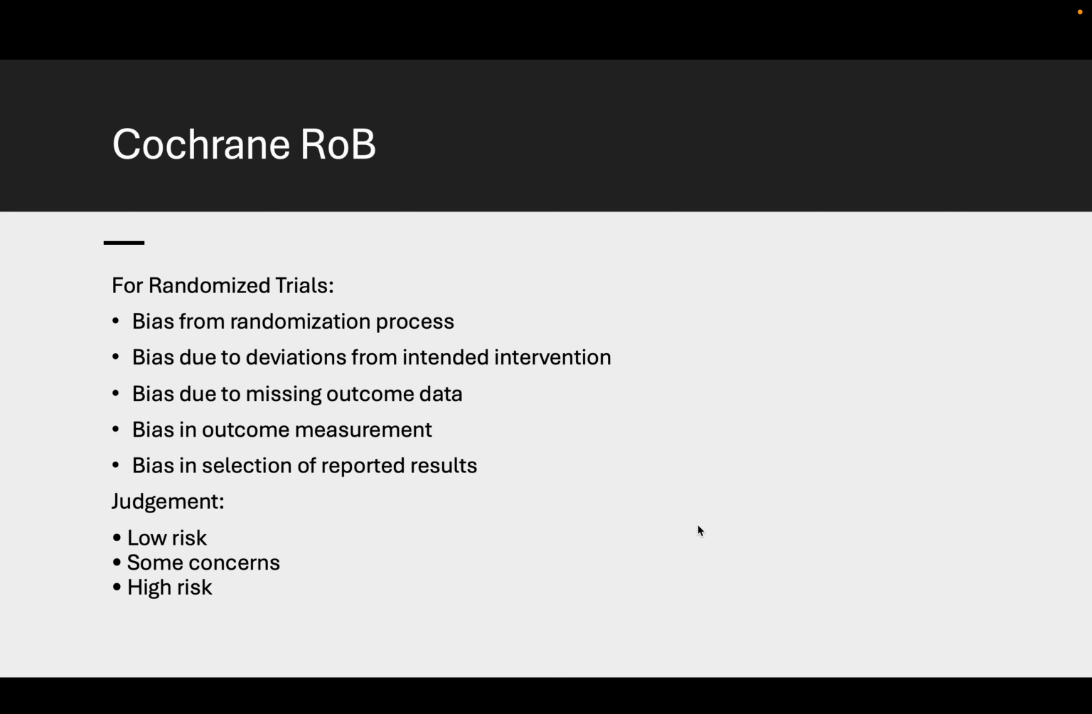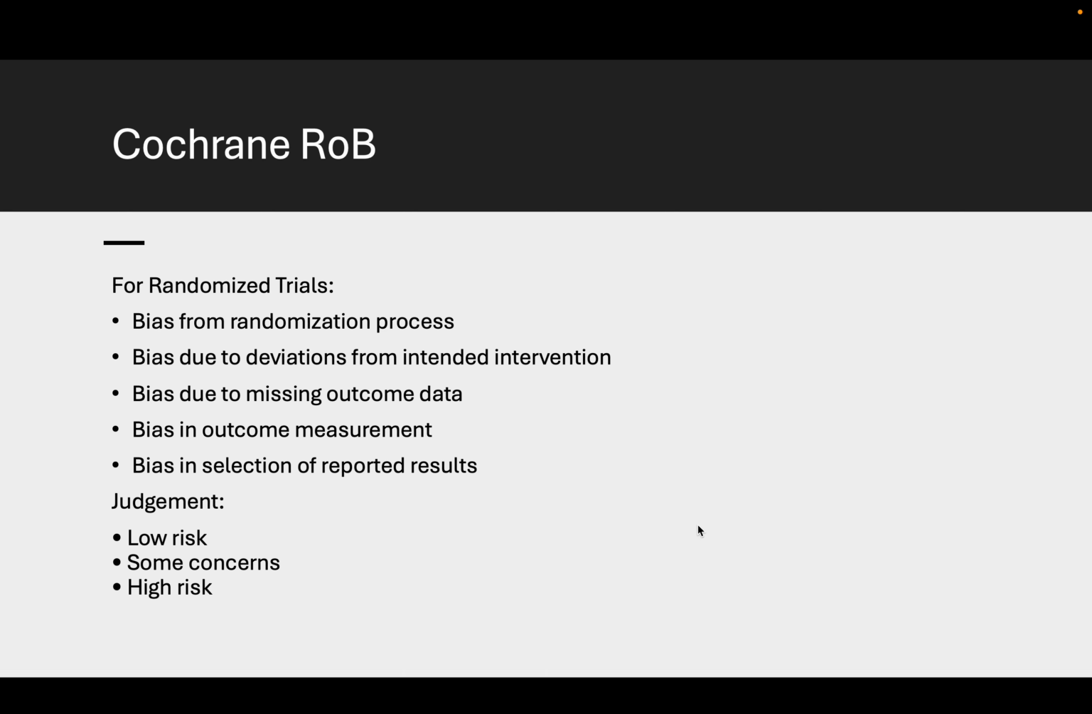Like if there is bias from the randomization, if the author hasn't used randomization in a randomized controlled trial, then it is a high risk. Another domain is bias due to deviation from the intended intervention, and another is bias due to missing outcome data, bias in outcome measurement, and bias in selection of the reported results.